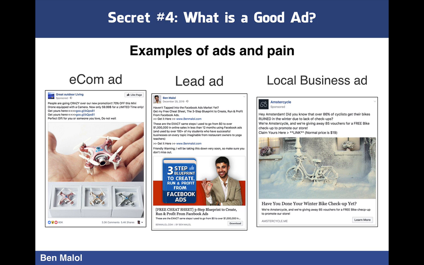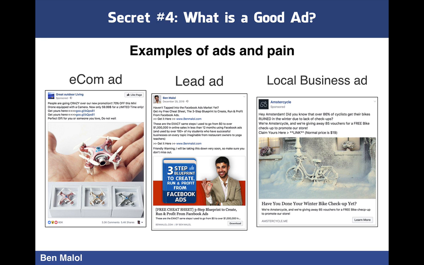We have a lead ad in the middle, which is yours truly, Ben Malal's ad. Haven't tapped into the Facebook ads market yet? Get my free cheat sheet, the 3-step blueprint to create, run, and profit from Facebook ads. So, haven't tapped into the Facebook ads market yet? This is a pain, because I'm basically assuming that everybody has tapped into the Facebook ads market, and I'm saying, you haven't tapped into it yet? Oh my God, get my free cheat sheet, right?